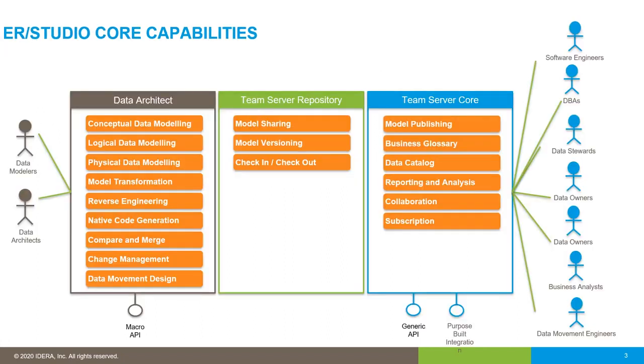ERStudio itself has two main components. There's Data Architect and Team Server. Data Architect is a thick client tool, runs under Windows, that allows you to create conceptual, logical, physical models, generate code, reverse engineer, etc. We've also got the Team Server component, which allows our data architects to pool their models together into the central repository. And then we've got Team Server Core, which is a web-based component that allows you to publish those models to a wider audience, and also to be able to build and connect models into a business glossary.